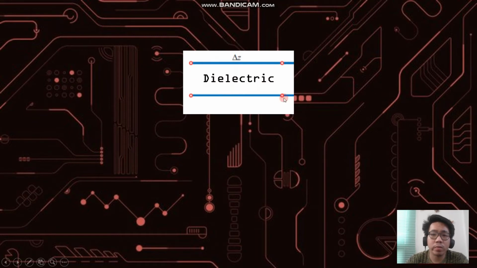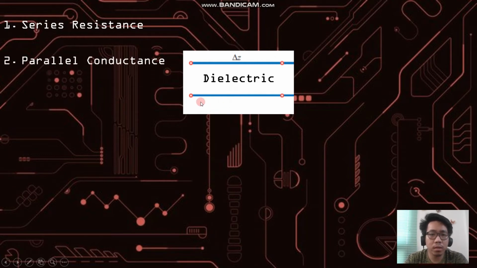So here is our differential section for the transmission line. We have two conductors here, and even though it is a conductor, it still has internal resistance, no matter how small it is. We will call that the series resistance. Next we have a dielectric here, and even though it is an insulator, it cannot completely prevent the flow of electric current from one conductor to the other. Therefore, it has a very small conductance, and we will call that the parallel conductance.